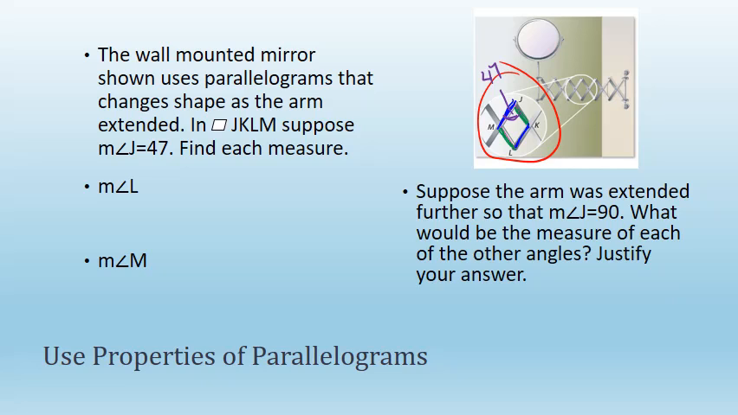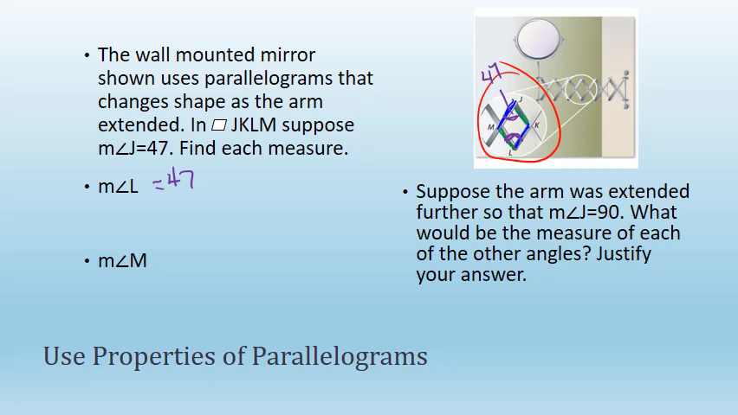Well, if I look at angle L, it is opposite angle J. And therefore, by the properties of a parallelogram, the opposite angles are congruent. So the measure of angle L is also going to be 47. If J is 47, L is 47.